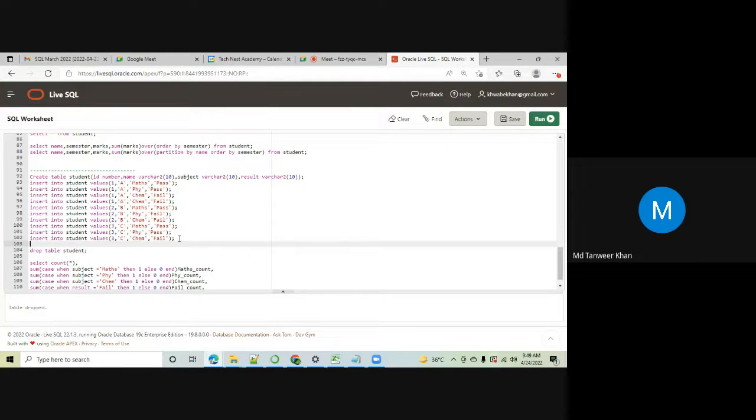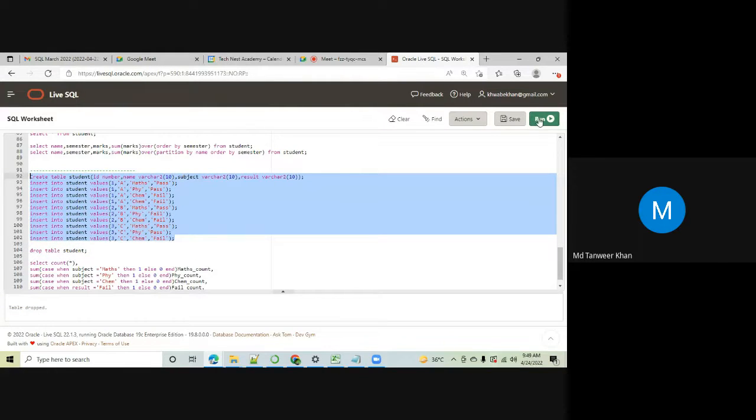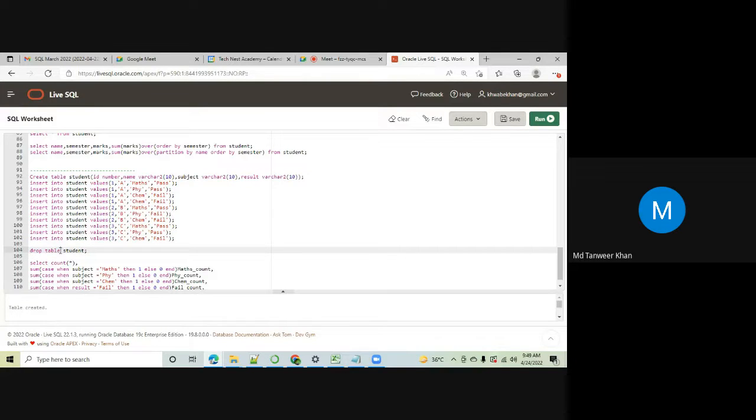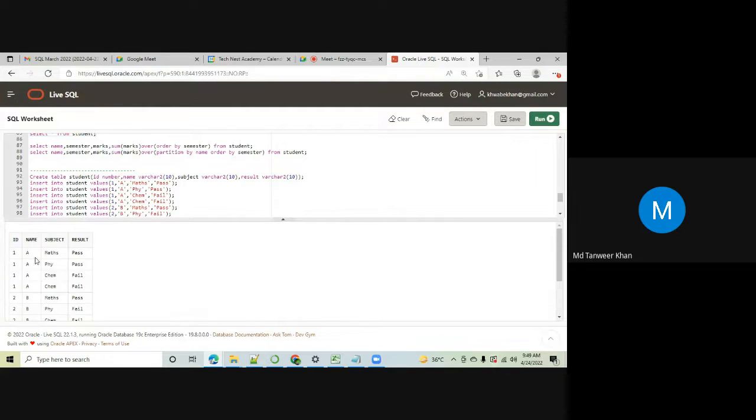Table dropped. So I'm trying to create a student table, and some data is there. Let me show you this. Student. This is the data in front of you. So actually, what I'm showing here is student A in maths, pass or fail. In physics he is pass. In chemistry he is failed. Again, chemistry he has appeared, but again he is failed. Like that, I'm showing this data.